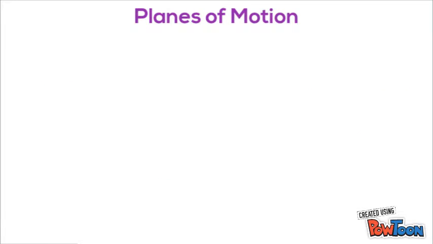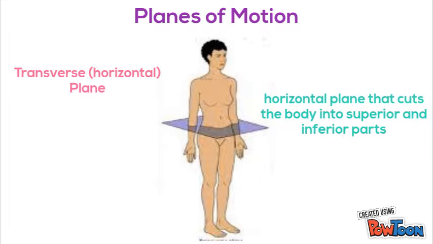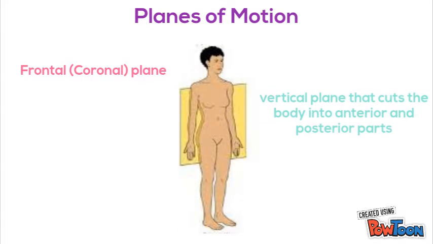Next is the transverse or horizontal plane. This plane cuts the body into superior and inferior parts. Lastly, we have the frontal or coronal plane, which cuts the body into anterior and posterior parts.